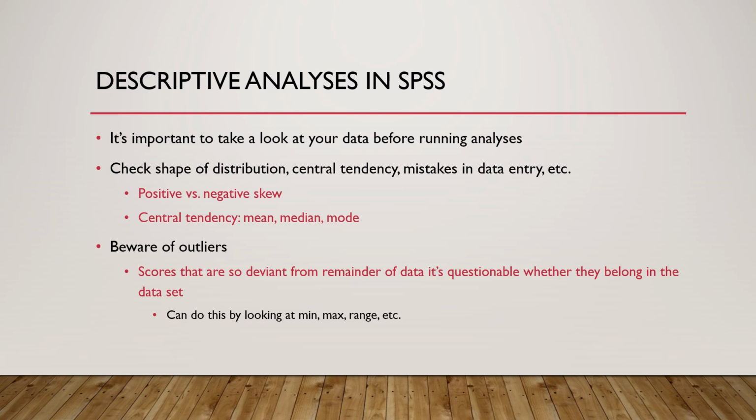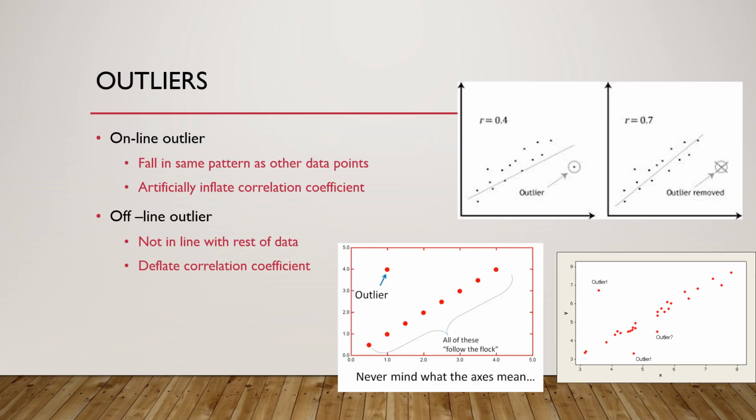You should always be aware of those outliers, which are these deviant scores that don't maybe belong in the data set. Now, it's always possible that they do, that you just have some unique individual, but you need to decide, and first to decide, you have to be able to look at those. You can do this by looking at the min and max of each scale, look at the range to see if it looks appropriate. And you can also graph the scatter plot for your data if you're doing a correlational analysis. And this is how you can find online outliers as well as offline.